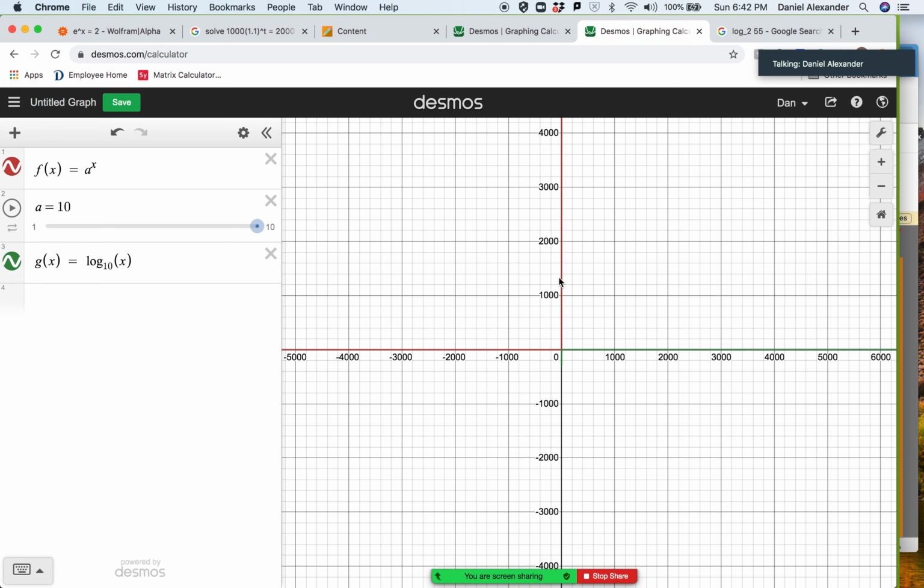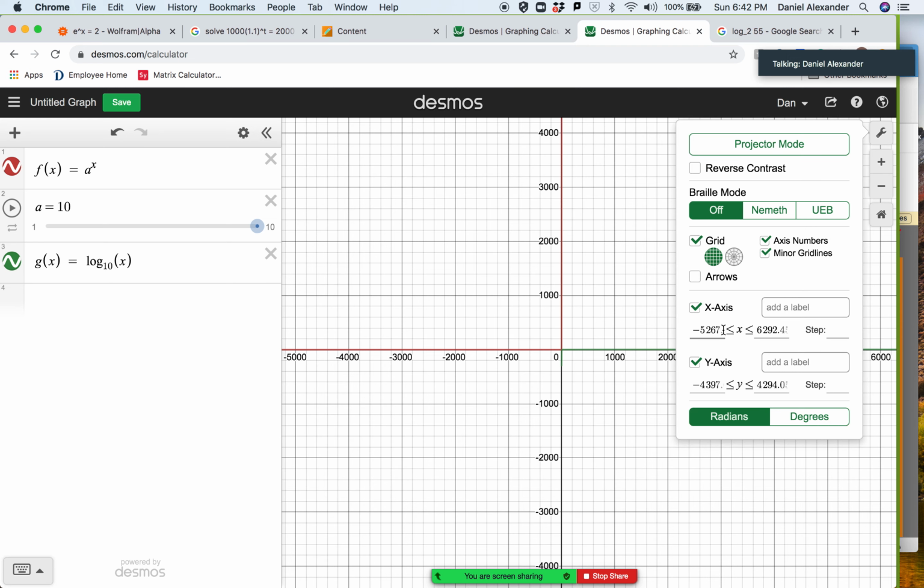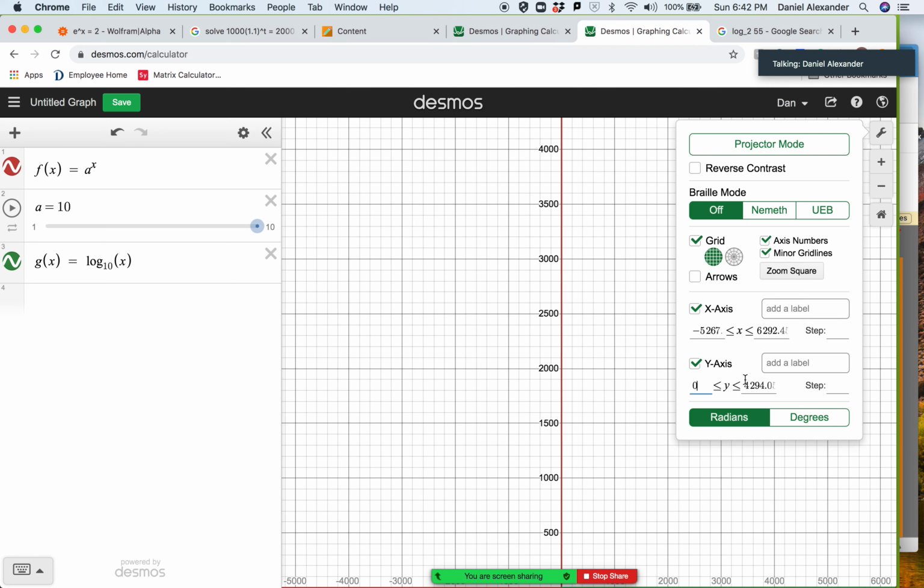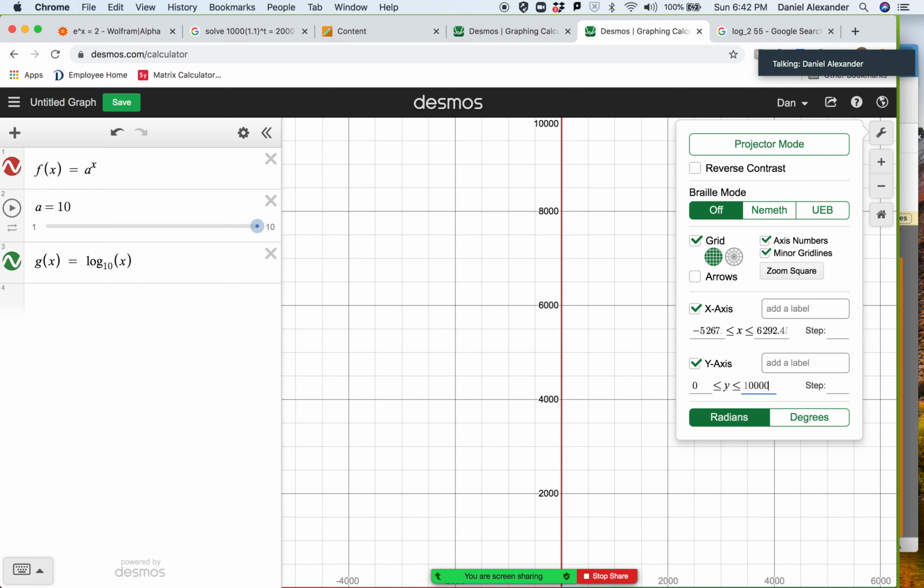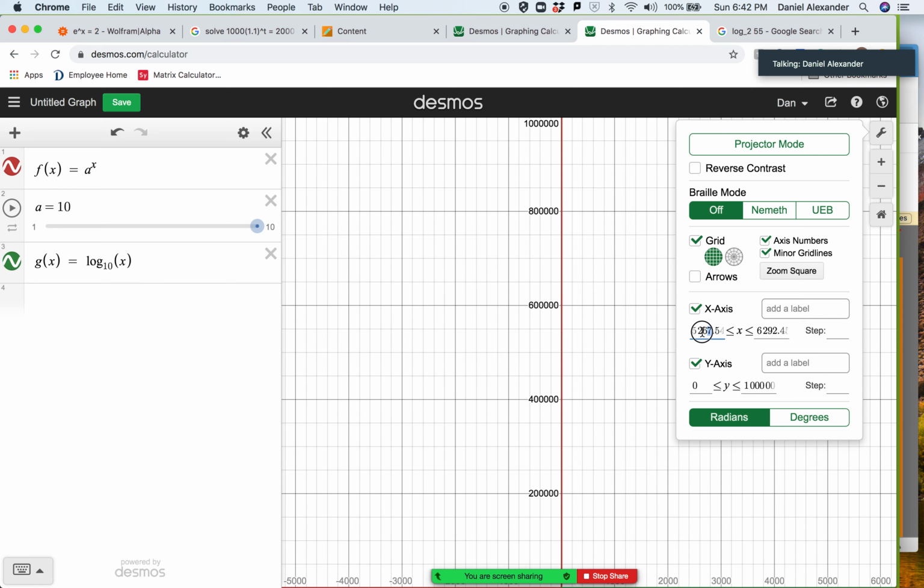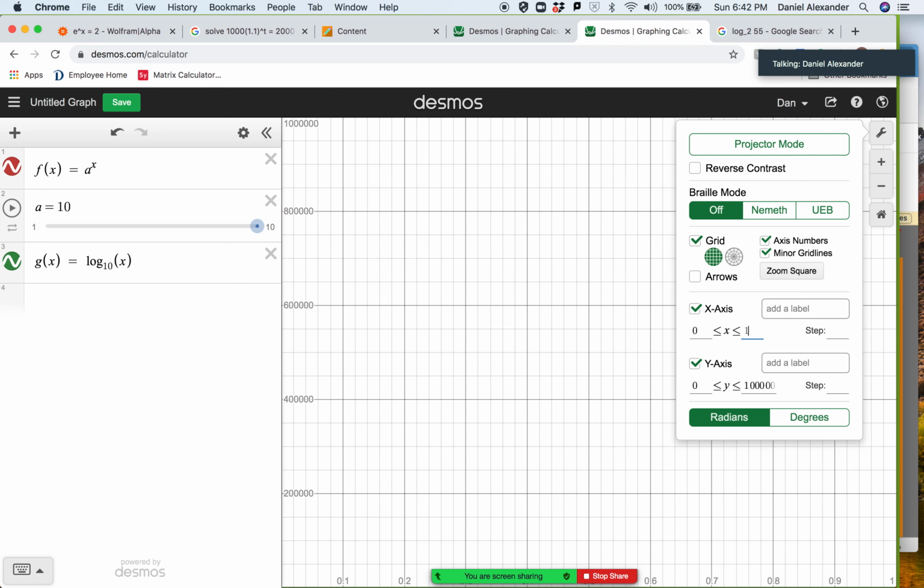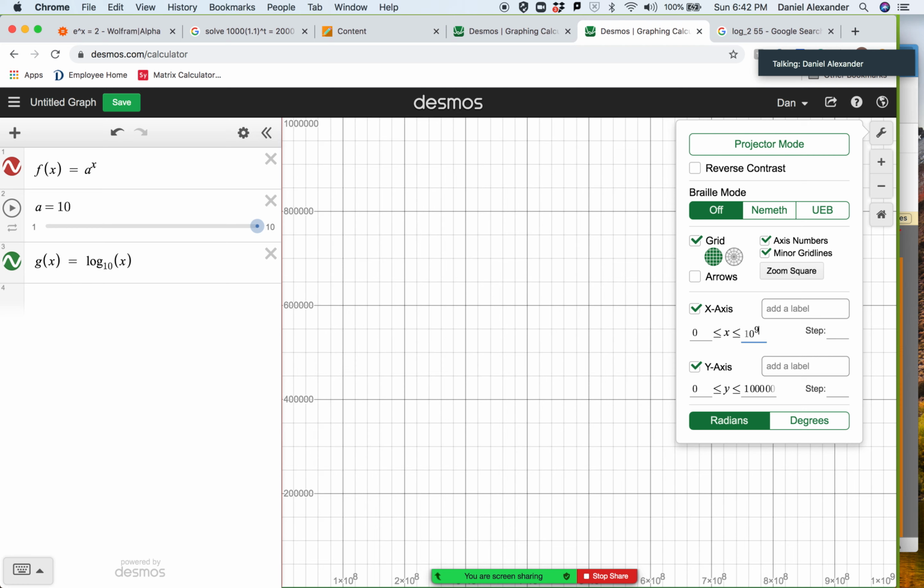But it's flat compared to the other one. So here, let me show you in a better way. I am going to change the y-axis so it's much bigger. So we're going to go to 0 to 1 million, to 100,000. And the x-axis is going to go from 0 to a million. Let's go to 10 to the 9. Okay, let's go back to the graph.